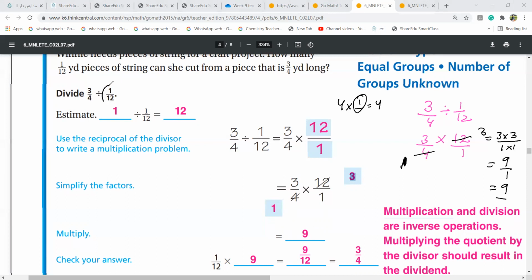You will take the dividend. Sorry, the divisor. You always take the divisor and multiply it with the answer and check whether you get the dividend or not.